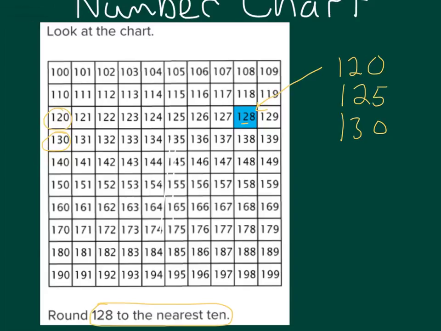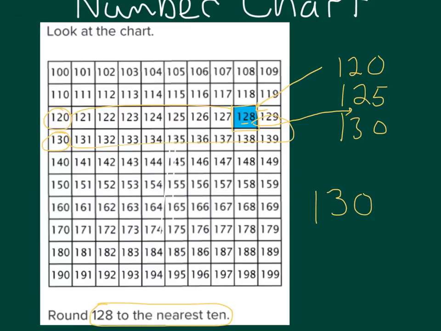Since 128 is in between 125 and 130, it's closest to 130. The answer would be 130. You can see the shaded square is closer to 130 than 120. It is only 2 spaces away from 130 and 8 spaces away from 120.